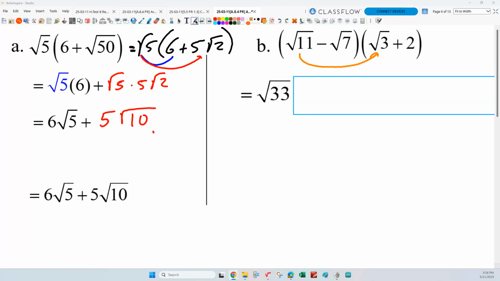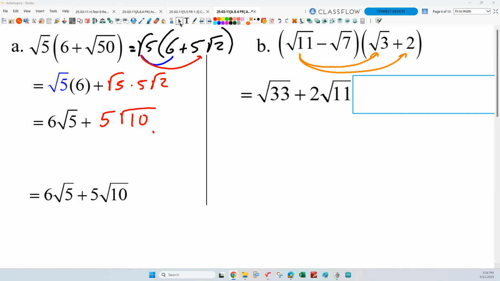Now let's see, what if we distribute the square root of 11 times 2? Yeah, right? I can't mix those. One's an outside number and one's an inside number. So I get a 2 on the outside and an 11 on the inside.